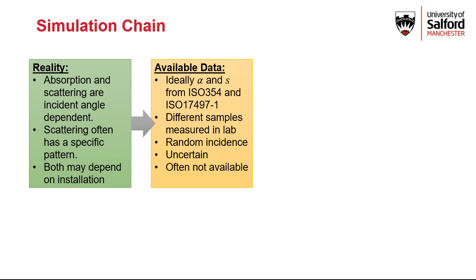However, even if you do have this, it's usually from different samples measured in the lab, because neither of these are in situ methods. They are random incidence measures, so they aggregate over all possible incidence angles and all possible receiving angles, so you're not getting any directional information at all. There are quite high uncertainties associated with both of them, and often they're just frankly not available.